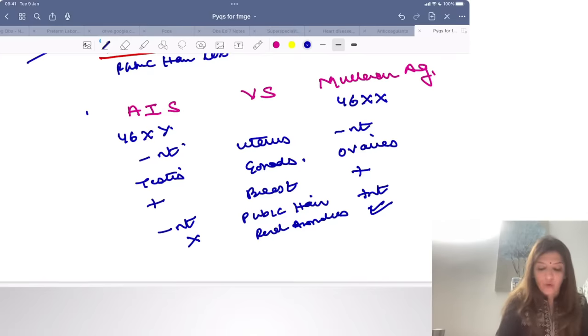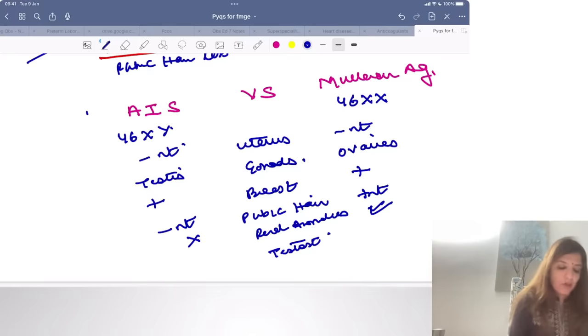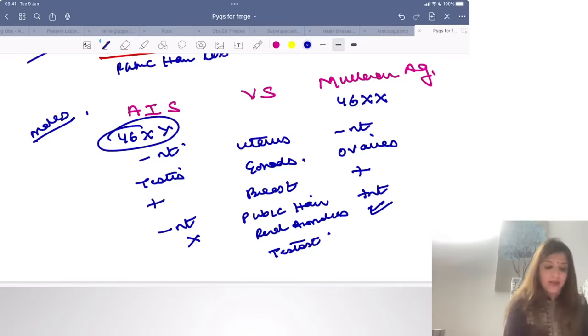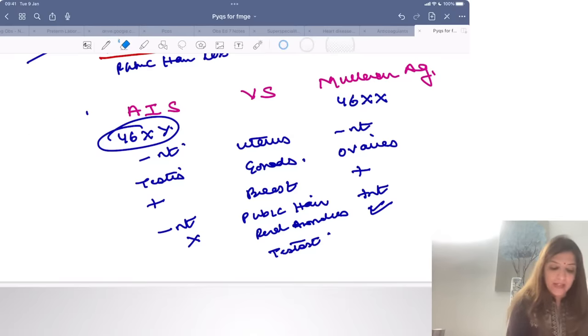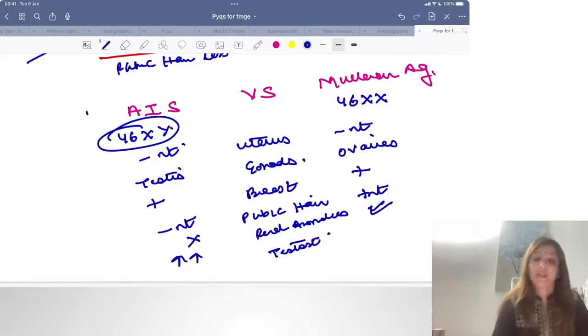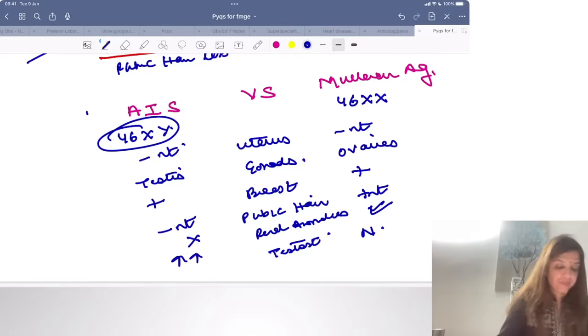Achha, now, if you look at testosterone levels, in androgen insensitivity, because ye males hain, matlab ye 46XY hain, right? So that is why in comparison to a female, the levels of testosterone will be very high. Yahan pe normal testosterone levels honge.